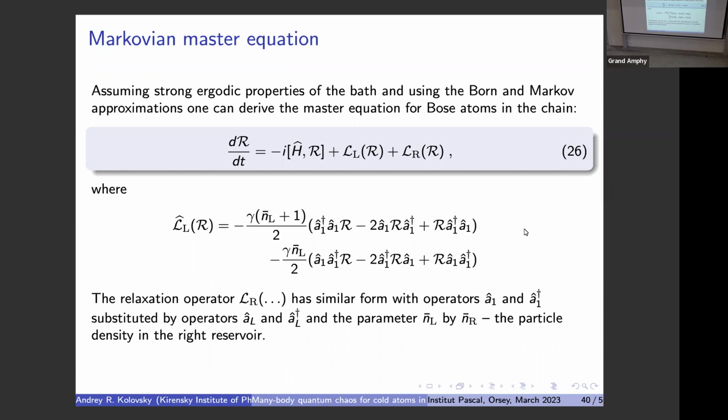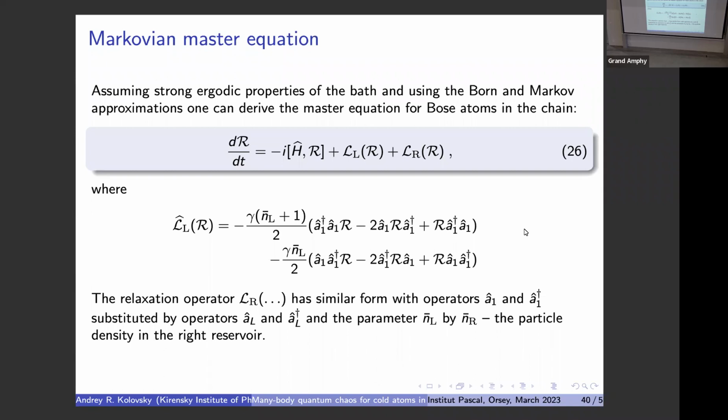relaxation operators, as we call them, which are responsible for the particles in the reservoir. It has the same thing: some constant gamma, the mean particle density in the reservoir, and then creation and annihilation operators with the index 1, because this refers to the left reservoir. Then there is also a term which differs from this one, and also this one. Taken together, these are responsible for the particle exchange between the chain and the reservoir. Particles can go from the reservoir to the Bose-Hubbard chain, but of course they can go from the Bose-Hubbard chain back to the reservoir.